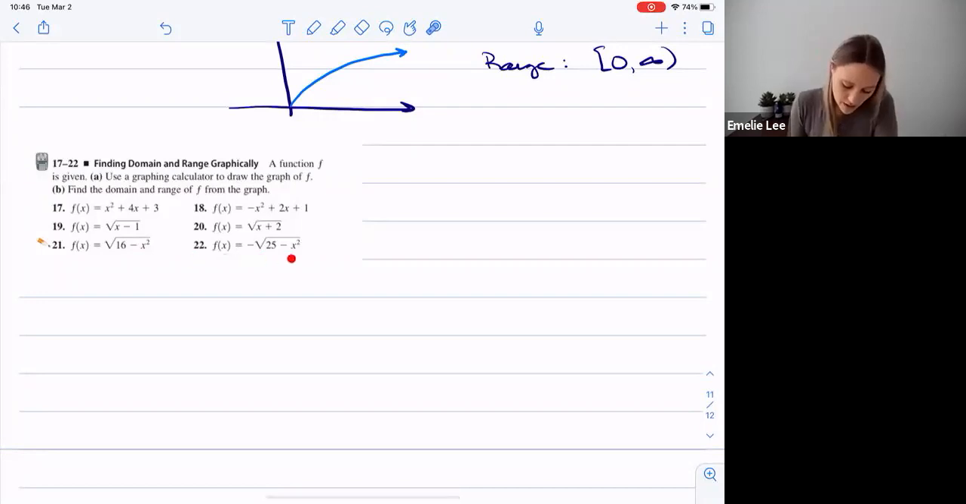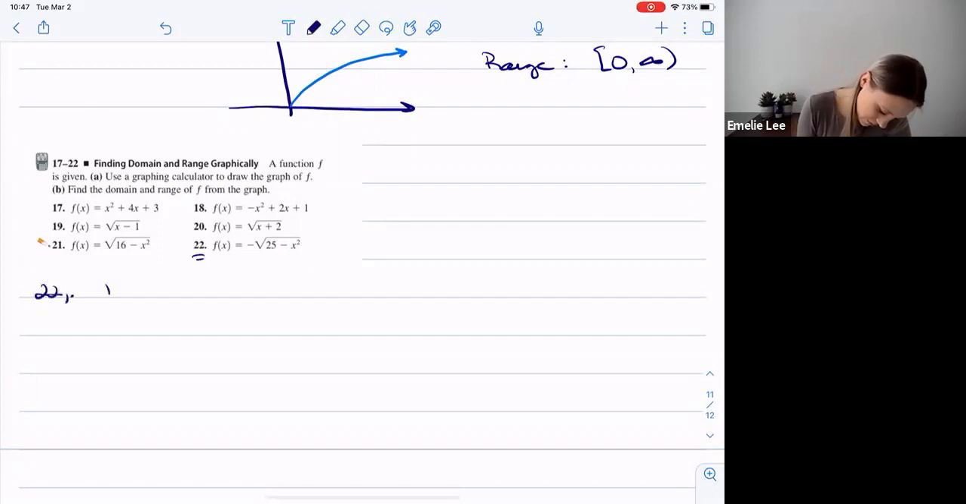So let's do 22 together, just because it has this negative up front. Let's just see what that thing looks like, okay? If I asked you to find the domain of this thing, you would say, well, 25 minus x squared can't be negative because I'm taking the square root, right? And so we already know what the domain is. It's 25 minus x squared greater than or equal to 0. But let's just graph it out in Desmos.